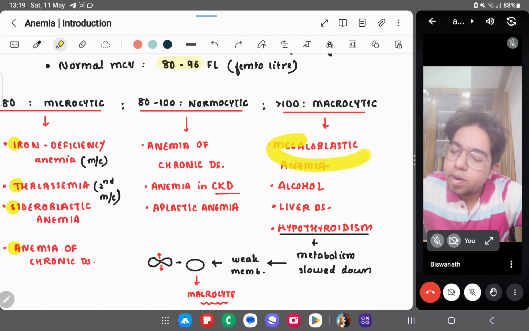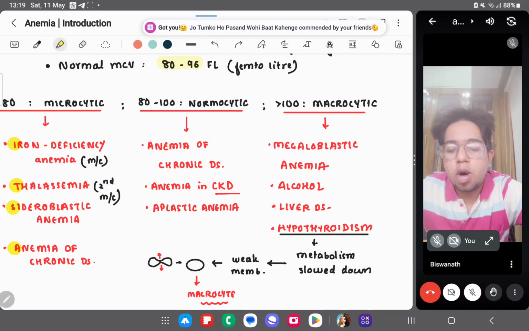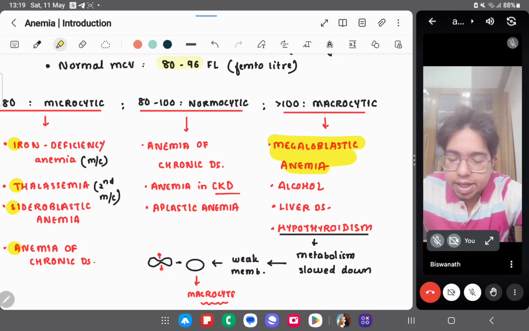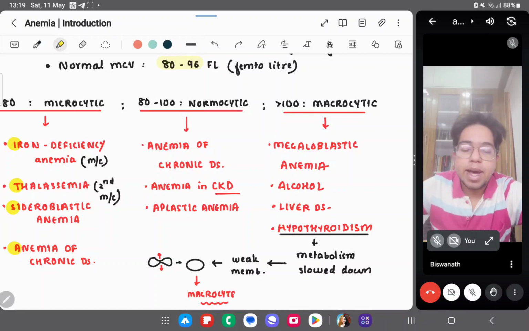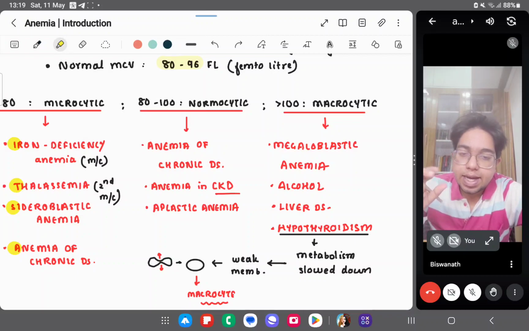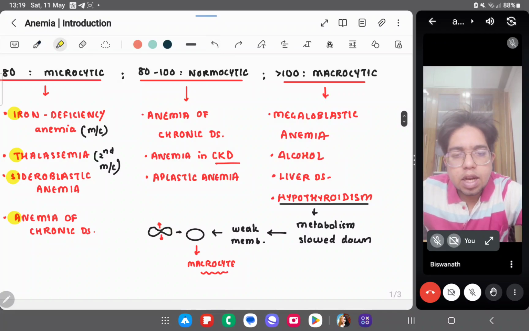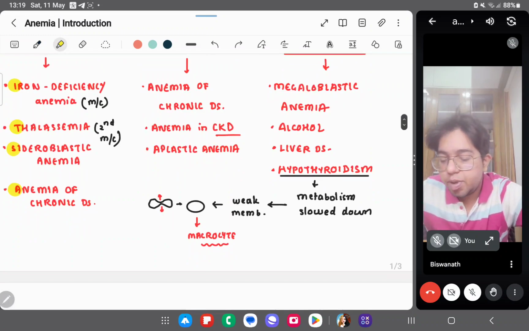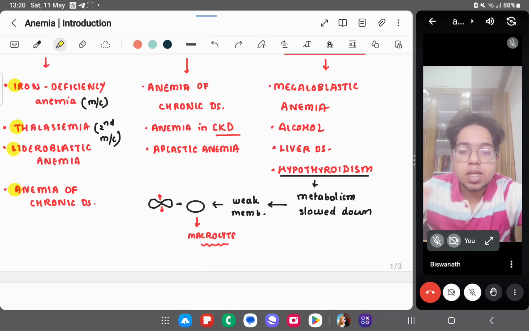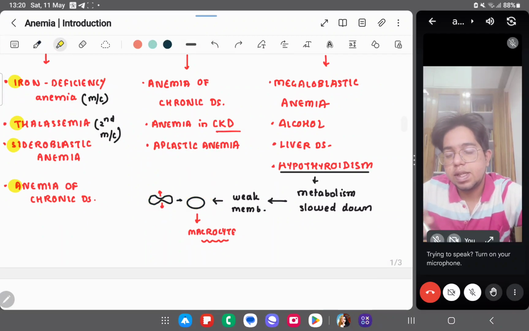Macrocytic anemia: the most common you can say, but the most obvious cause is megaloblastic anemia. Megaloblastic anemia will be macrocytic because the RBC's size is more now, so the volume will be increasing. Then alcohol induced anemia, liver diseases, and hypothyroidism, where metabolism is slowed down. With slowing down of metabolism, the membrane has to work less, so the membrane will bulge out. It will be weak like that, so it will form the macrocyte.